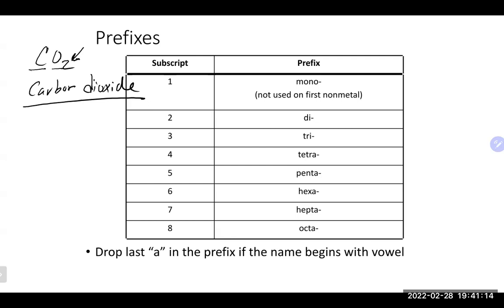Nothing to balance, nothing to figure out with charges. You simply write what's there with the appropriate prefix. This is where people screw up. They want to do charges. They want to figure out Roman numerals, but there should be no Roman numerals here at all. It should only be prefixes in this case.